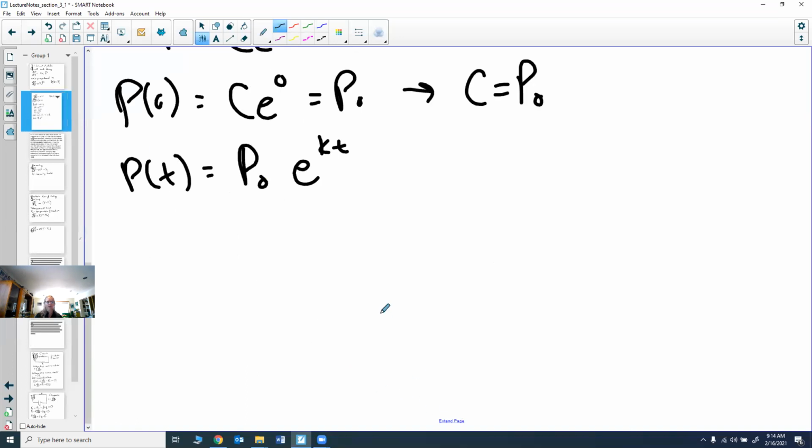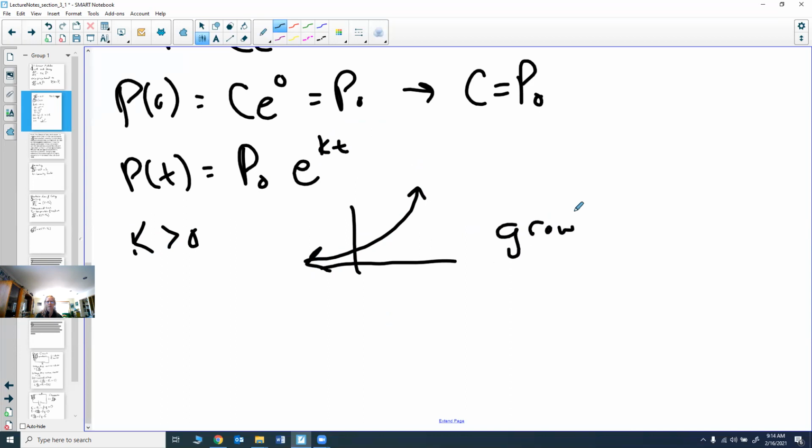Let's talk about whether we have growth or decay. Let's say k is positive. Then you have e to the positive kt, and we know from algebra that it looks like a graph like this. That means it's always increasing, and that means we have growth. If k is negative, then you have P0 e to the negative kt. So you have a negative exponential, and that looks like this. We know from calculus that this is always decreasing, and therefore we have decay.